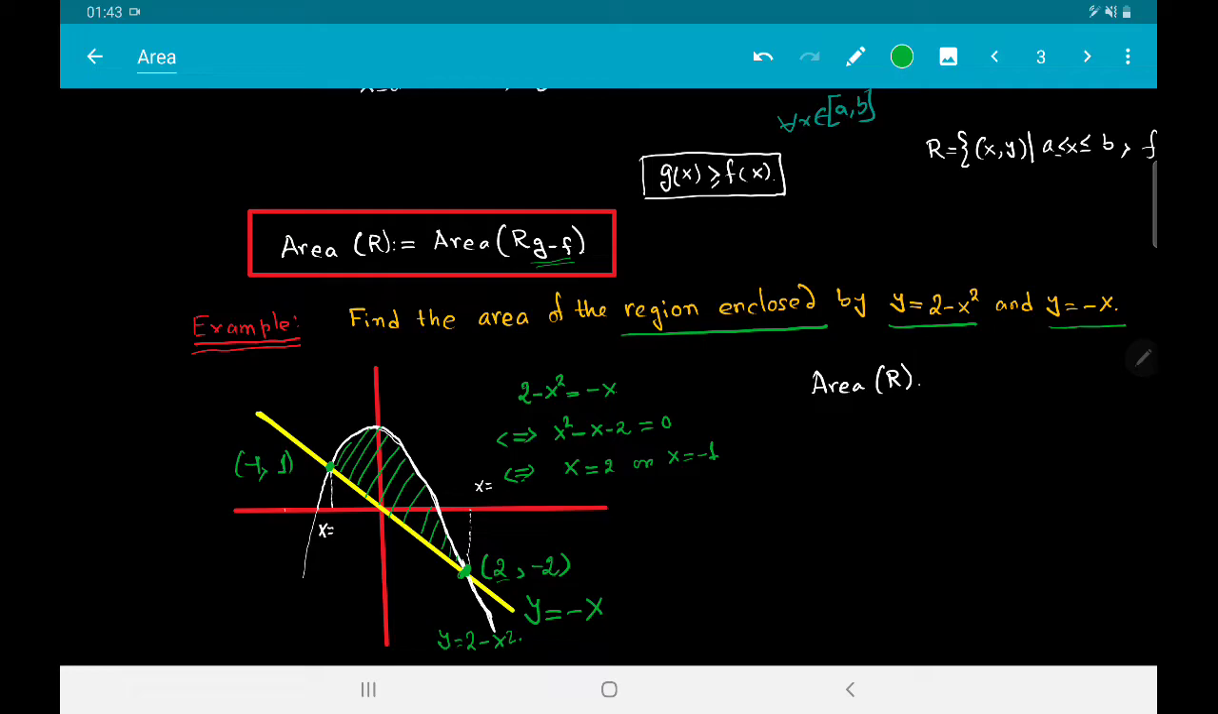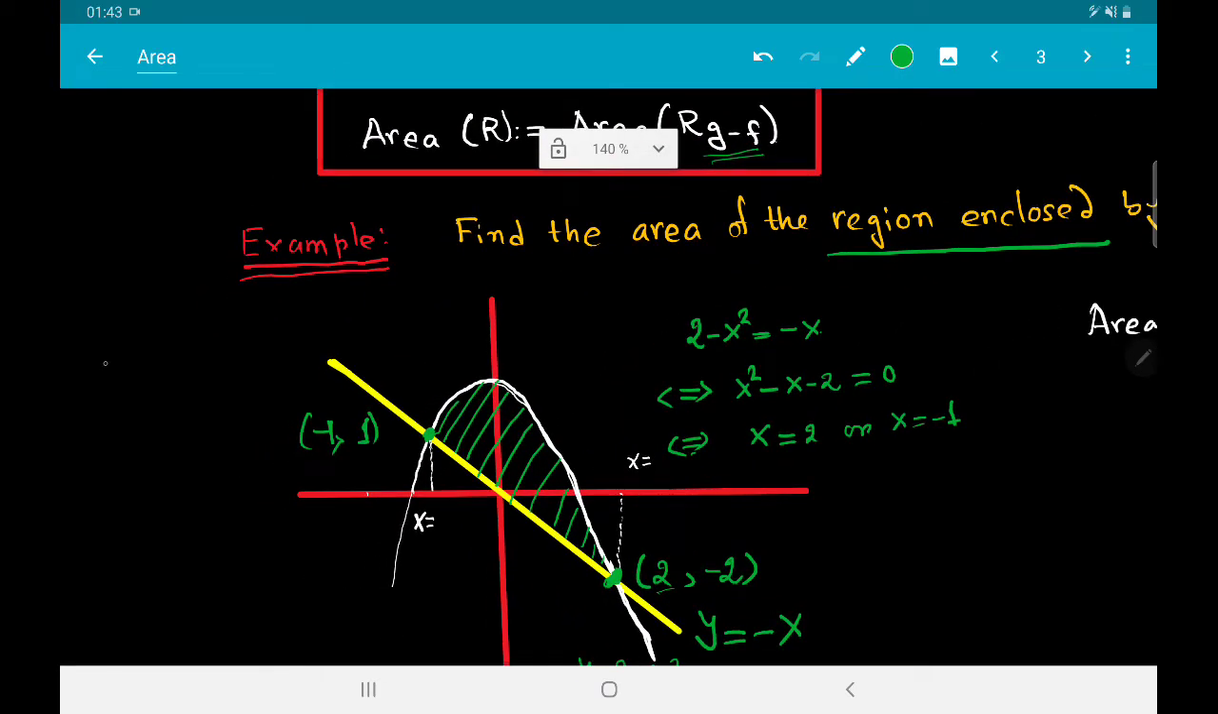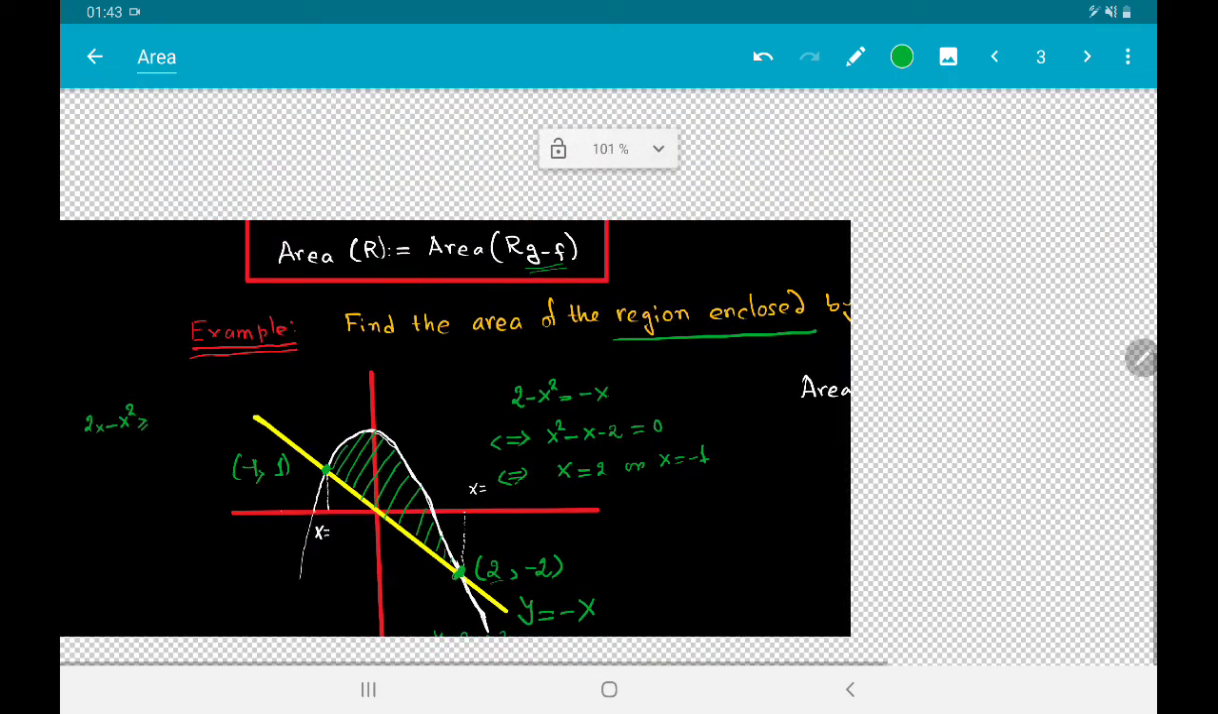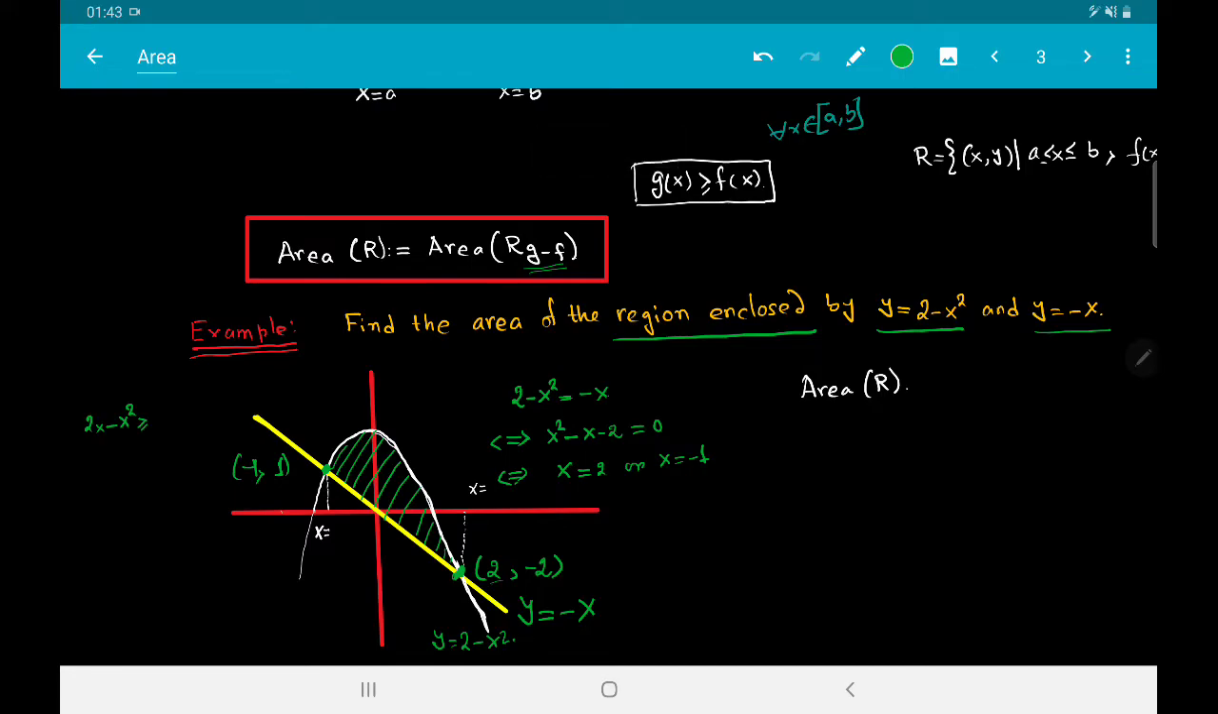And we should figure out, pictorially it is quite clear that the parabola lies above the line y equal to minus x, but algebraically we should be able to prove it. So even from this equation, let us try to see when is 2 minus x squared bigger than or equal to minus x.